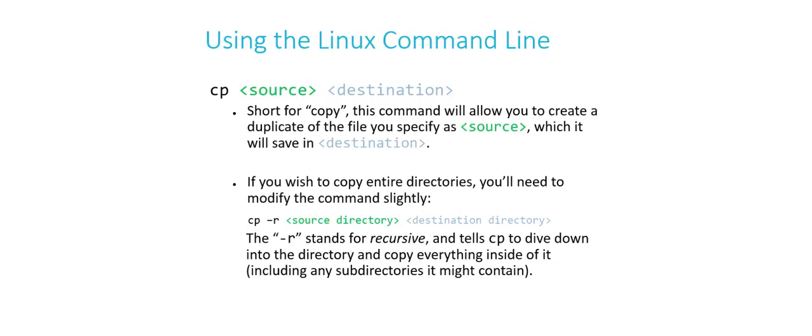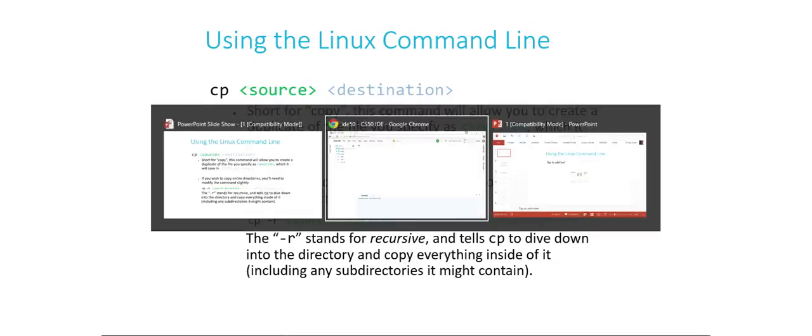Copy, unlike all the other commands we've seen before, takes two arguments: a source, the name of the file that you want to copy, and a destination, where you want to copy the file to. It's pretty easy to copy a file, so let's do that.